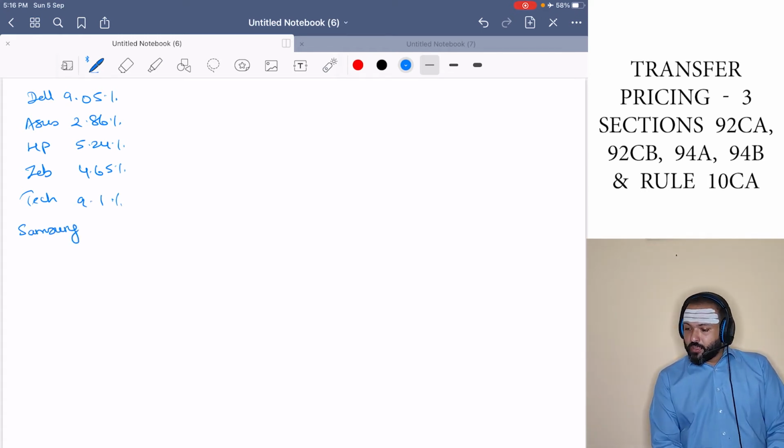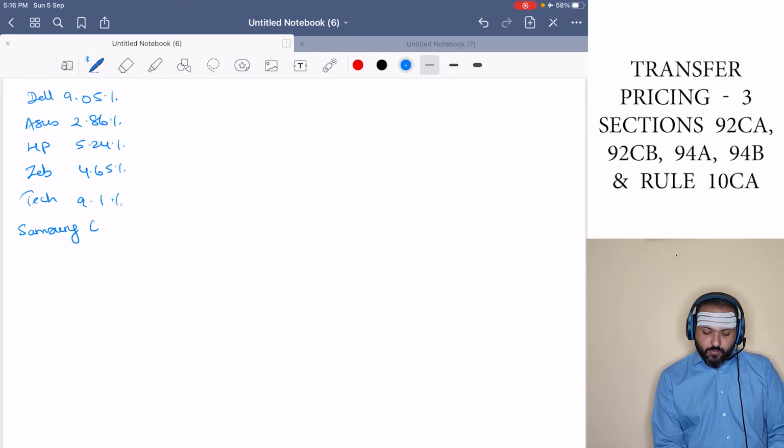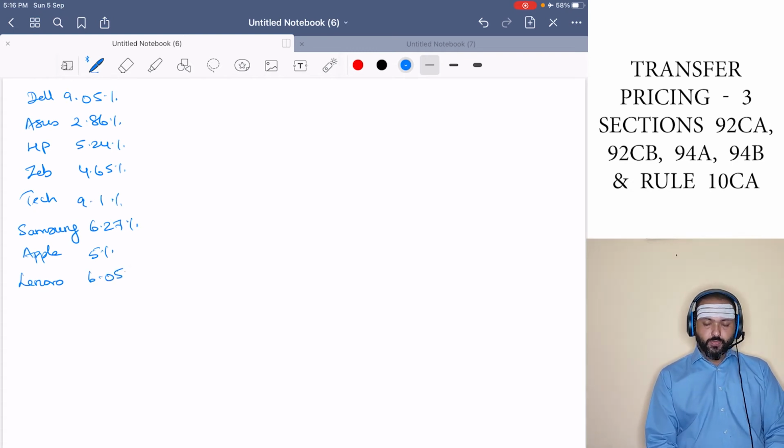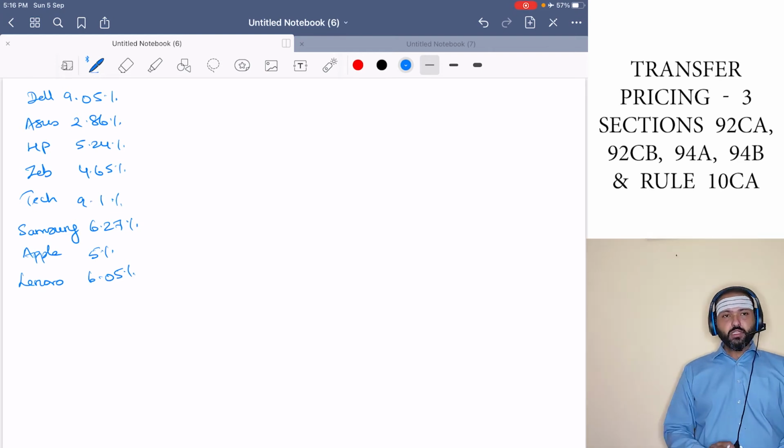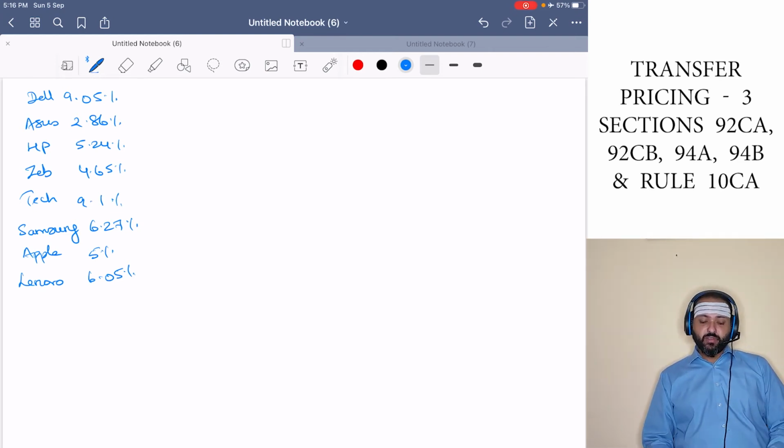Samsung will have 6.27%. And Apple will have 5%. Lenovo will have 6.05%. So this will be the data set that we will have.